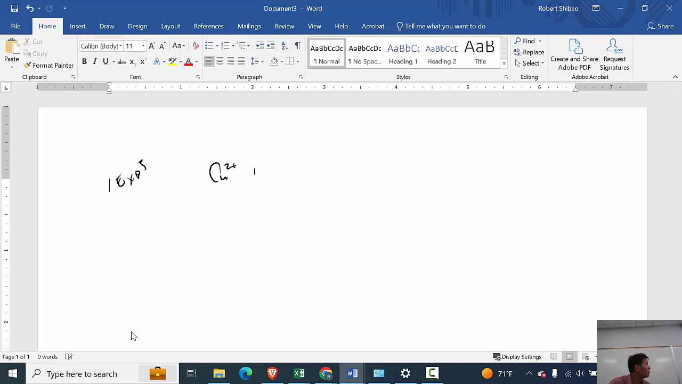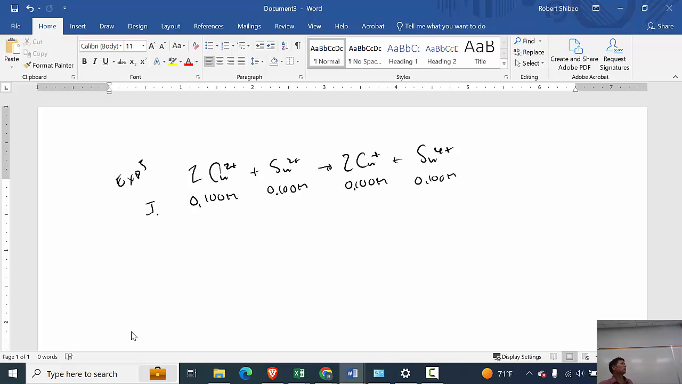So we got our copper 2+ plus tin 2+. We need two of these. It's going to form two copper 1+ and a tin 4+. This time we're going to start off differently. I'm going to start off with 0.100 molar copper 2+, 0.100 molar tin 2+. And in this case, I'm going to put some product in there too. 0.100 molar copper 1+ and 0.100 molar tin 4+. And so I'm just going to add those in there and then see what happens. Let's see if we can predict it now.